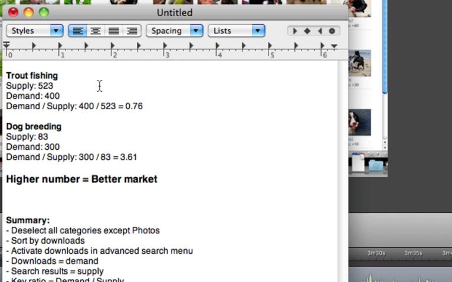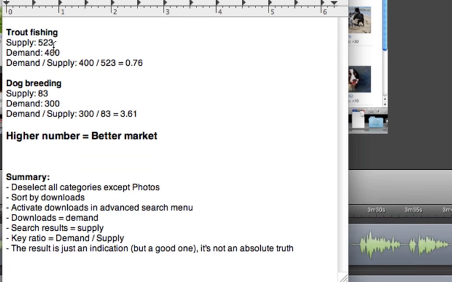So let's summarize this. First, you need to deselect all categories except photos up here. So you deselect illustrations, flash, video and audio. You sort by downloads up here, and then you need to activate downloads in the advanced search menu here, so you can see the number of downloads. The result you get is that the downloads are the same as demand and the search result is the same as supply.